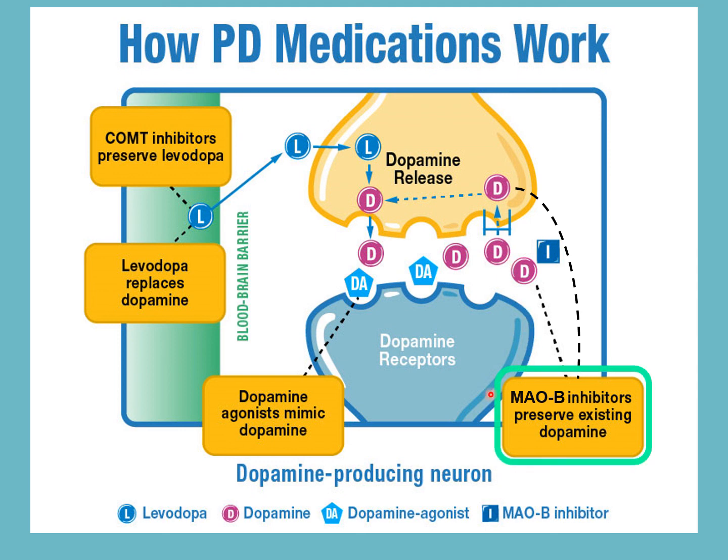So monoamine oxidase B is an enzyme that we find in the synapse that will degrade dopamine. It also is present inside the presynaptic neuron and can degrade dopamine up there. So we have these MAO-B inhibitors that can increase the half-life of dopamine in the synapse, but also increase the availability of dopamine in the presynaptic neuron.